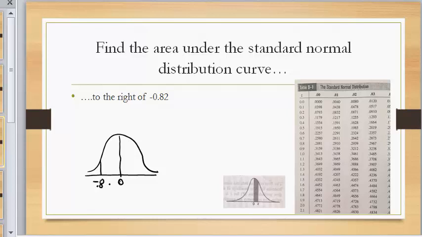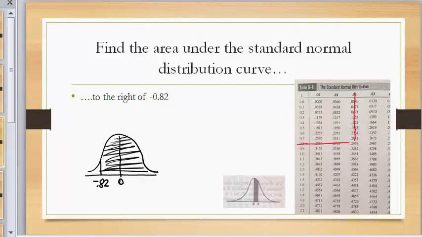And the problem asks us to shade to the right of that value. And again, they're saying to shade everything to the right of that value. So now I'm going to go to my table and I'm going to look up 0.82. Down the left-hand column, I'm going to find the 0.8, which is here. And then across the top, I'm going to mark the hundredths place, which will be here. We're going to intersect that row and that column.